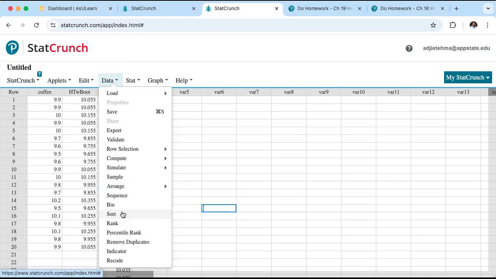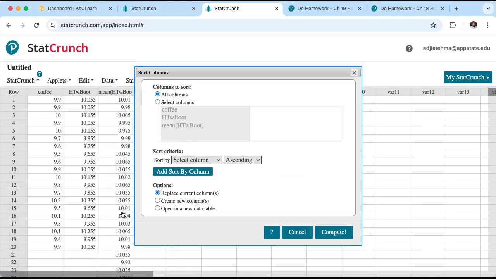Now we want to sort. So let's go to Data and then Sort. You click on that one. Now you'd have to select the column you want to sort. Is that okay?